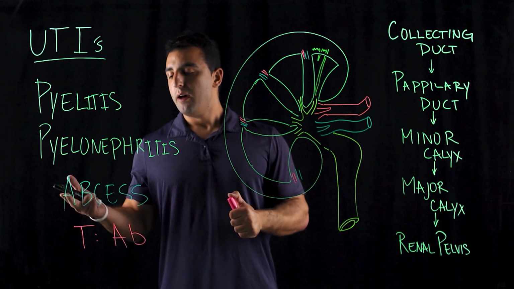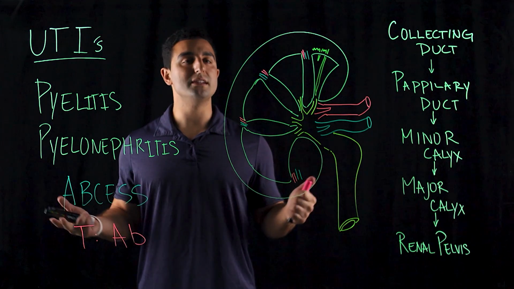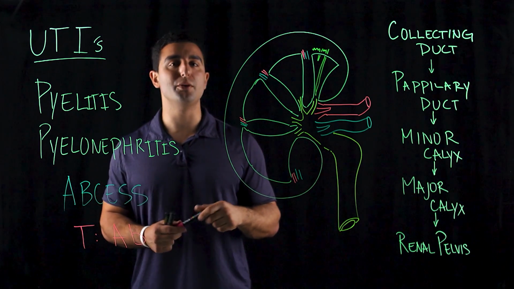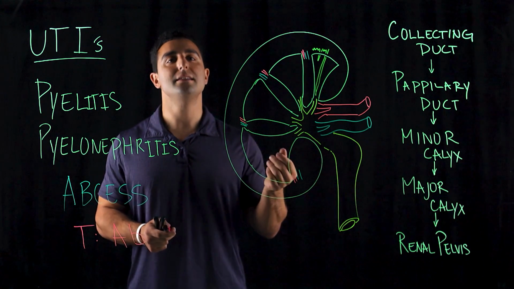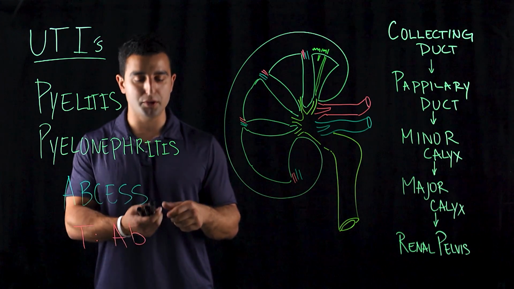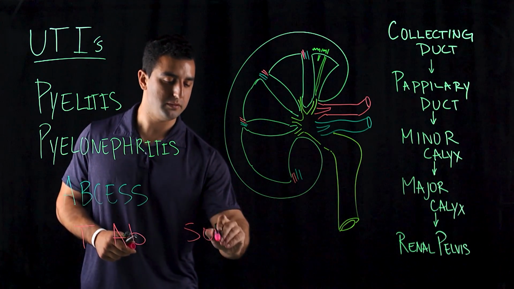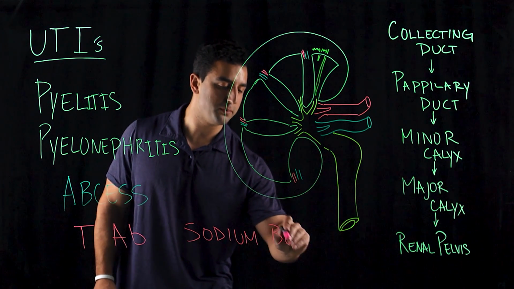For some of you that have ever experienced a UTI, what is the natural home remedy that people always prescribe? They always say drink cranberry juice. Why cranberry juice? Cranberry juice has a natural key component to it. It's called sodium benzoate. So let's put it here. What is sodium benzoate? Sodium benzoate is a natural preservative.